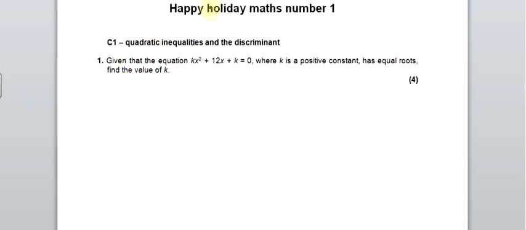First of all, we're going to look at a couple of Core 1 questions, and then we'll do a Core 2 one. So first of all, we're going to look at a question about quadratic inequalities, and the key thing here is that it says you've got a quadratic equation. K is positive, and equal roots. So the first thing I'm thinking is the equal roots. That's the really big hint. So equal roots.